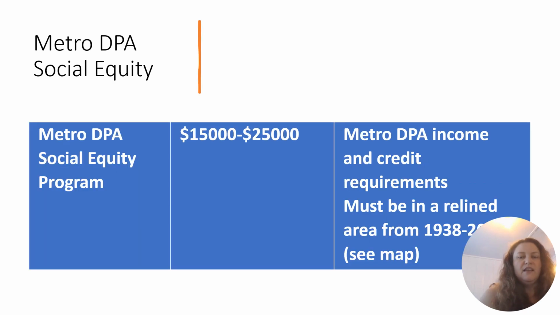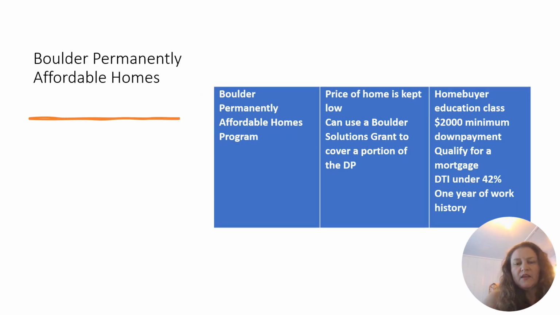All right. Then they have a social equity program. So this is in an area that was redlined from a specific point in time, and I have a map of all of this. If you're interested in the Metro DPA social equity program, they will give you $15,000 to $25,000 down payment assistance.